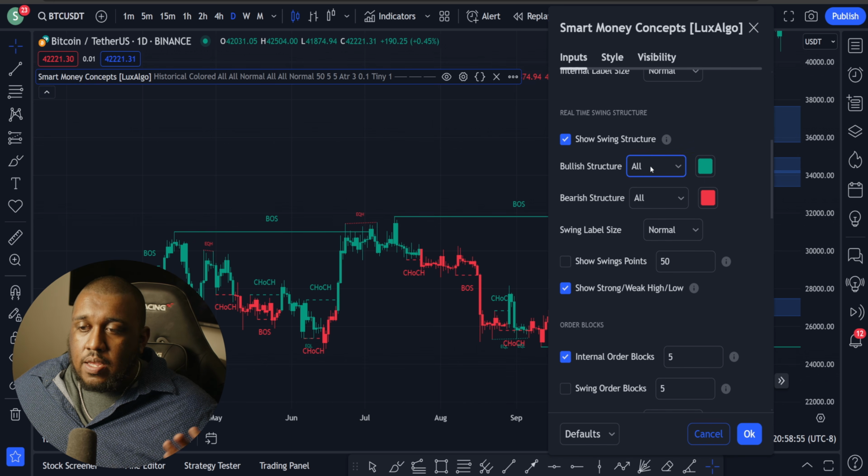The way I would use it, of course, for swing structure, I would leave it on 100% of the time. Same thing works here, breakup structure versus change of character. If you just want to see one or you want to see both, it's up to you. I would keep both of these all. Swing label size, of course, normal.